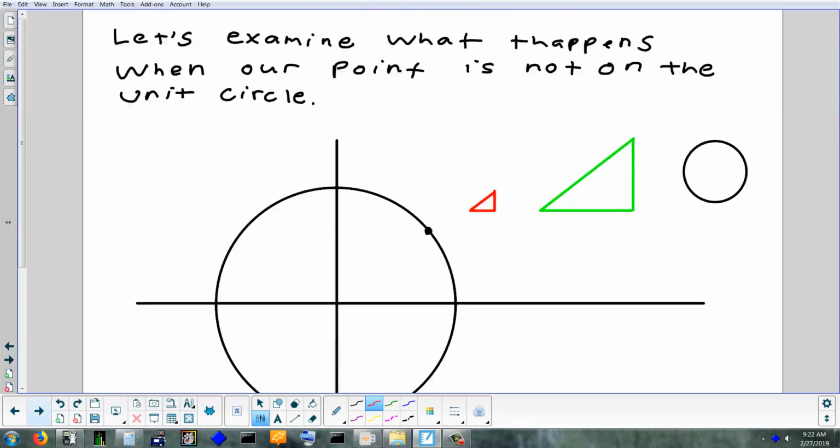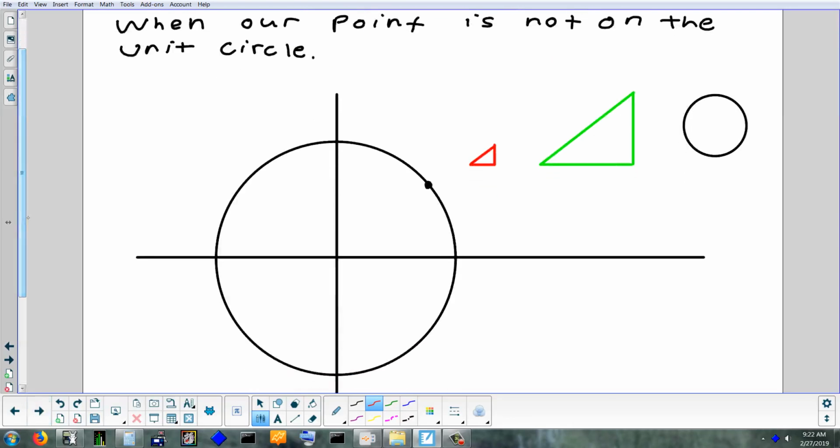So I told you that everything we've done up until now has been on a unit circle. The only reason we've done a unit circle is because the radius is a 1. 1 is easy to do with arithmetic. Well, it doesn't have to be a 1. It could be a circle with any radius. So let's look at what happens if we have a point that's not on the unit circle.